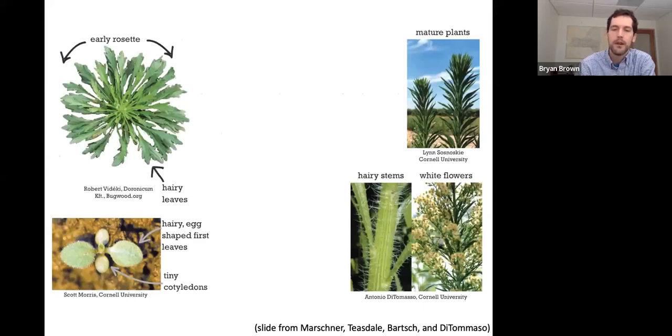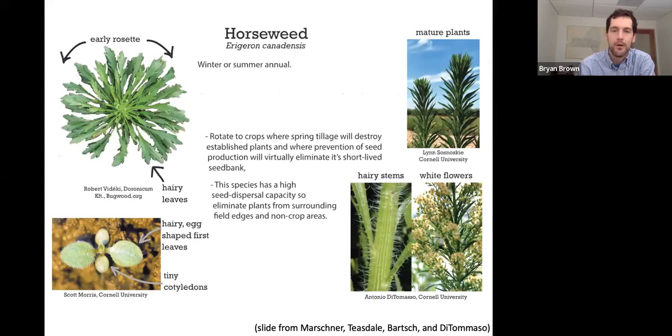Okay, this is a real problem for some of us. It's horseweed, also called mare's tail. It does kind of look like a mare's tail or like an upside down baseball bat when it's mature. Very hairy leaf.